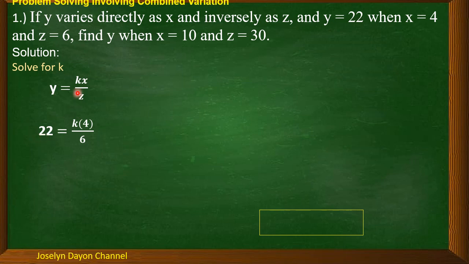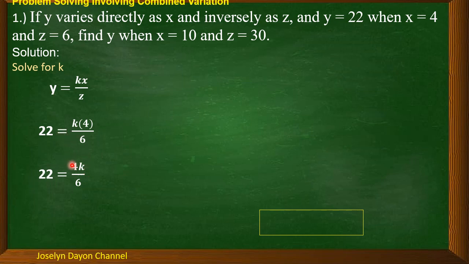Just bring down k. Our x is 4, so we have here 4. Then our z is 6, so we have here 6 in our denominator. Now let's simplify. So we have k times 4, that is 4k. Let's copy the rest of the values.